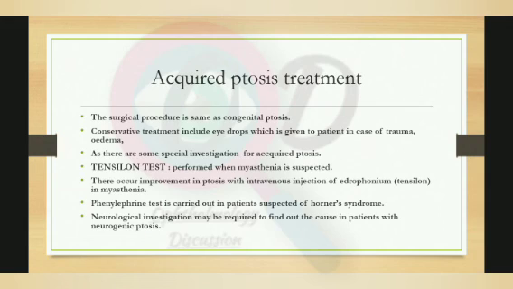Phenylephrine test is carried out in patients suspected of Horner syndrome. Whenever we suspect Horner syndrome with the ptosis, then we will check with the phenylephrine test and confirm it. Neurological investigation may be required to find out the cause in patients with neurogenic ptosis. Whenever we see that there is a neurogenic ptosis, or there is involvement of something neurological, we will check for neurological investigation. So these are the things we will do for acquired ptosis treatment.